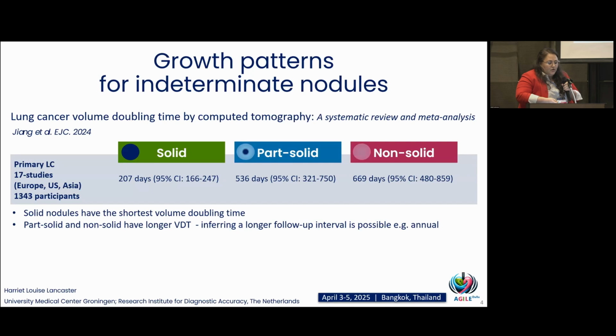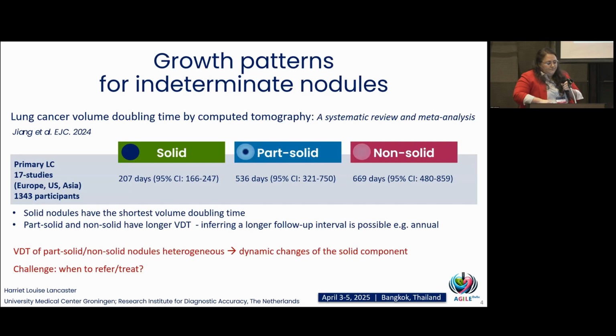So if we look at the growth patterns of these nodules over time, I take again the paper from my colleague, Bei Yang, you see that the solid nodules grow the fastest, which is what we know. And then the part solid and the non-solid grow slower. And so you can infer that a longer follow-up interval, as we've just heard, an annual or a biannual, could be an option for these nodules. But what you see is that the volume doubling time is actually quite heterogeneous, and this is quite often representative of the dynamic changes of that solid component of the nodule.